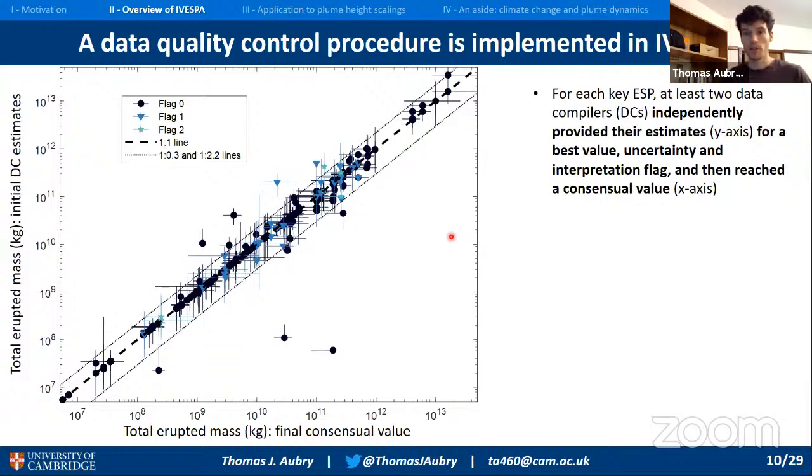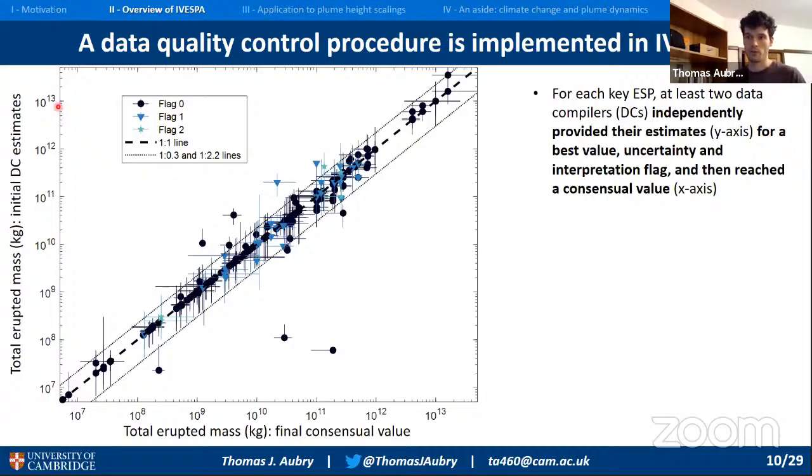Okay, so in addition to trying to inform how much interpretation we had to do from the literature, we tried to implement a robust data quality control procedure. So to do that, for every single event in the database and every single key eruption source parameter, we had at least 2 members of the working group reading the literature independently and then coming up with their own estimate of parameter value, and then discussing to reach a final consensual value.